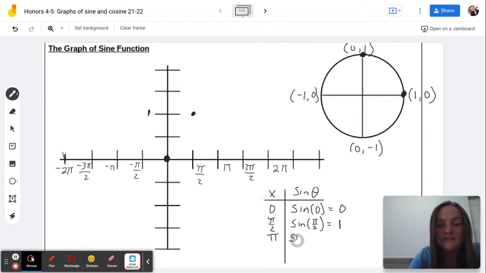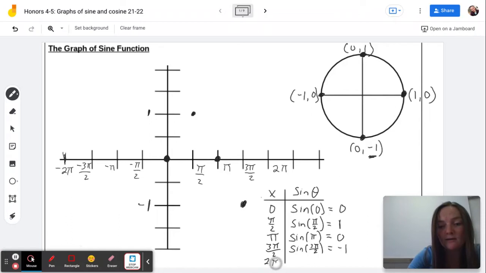At pi, we're going to have sine of pi. And sine of pi, we can see, is 0 again. So at pi, we're going to have an ordered pair of pi, comma 0. Let's keep going. What about 3 pi over 2? Well, the sine of 3 pi over 2, we can see on our unit circle here, is negative 1. So our pattern's changing a little bit. As I go around the unit circle, sine starts at 0, goes up, up, up, back down to 0, and then down to negative 1. So at 3 pi over 2, we're going to put an ordered pair at negative 1.